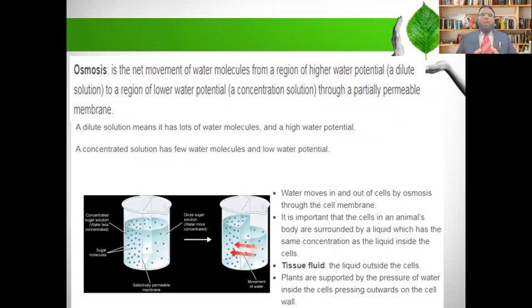There is a misconception sometimes between osmosis and diffusion. Students think that diffusion takes place only in gases and osmosis takes place in liquids. It's not true, basically, because diffusion takes place in gases as well as in liquids.